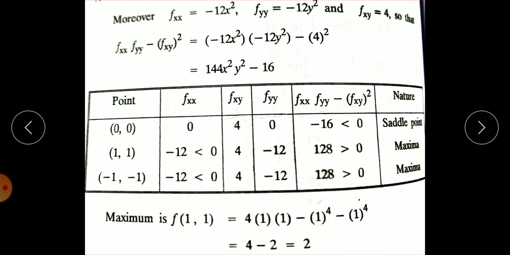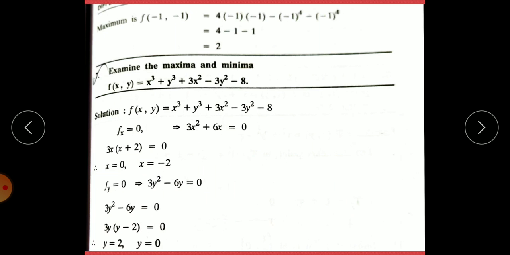Again (-1, 1) we are applying in all those values, we are getting 128 here, which is greater than 0, so this is also maxima. So in two cases we are getting the maxima. So maximum at f of (1, 1), we have to write it. In the given function you substitute the value (x, y) equal to (1, 1), you will get 2. Then maximum at (-1, 1), you substitute in the given function, so you will get 2. This is the answer.